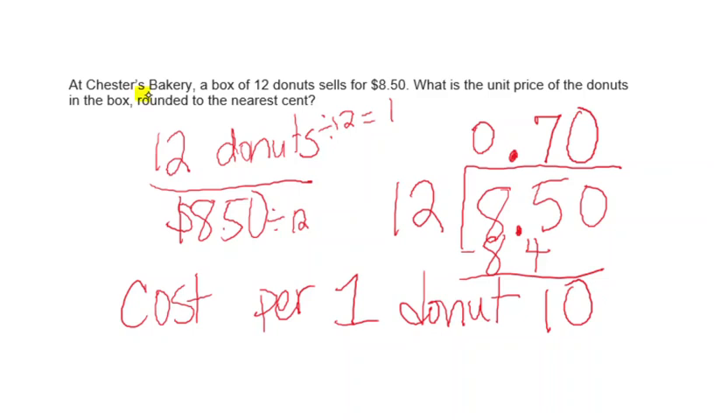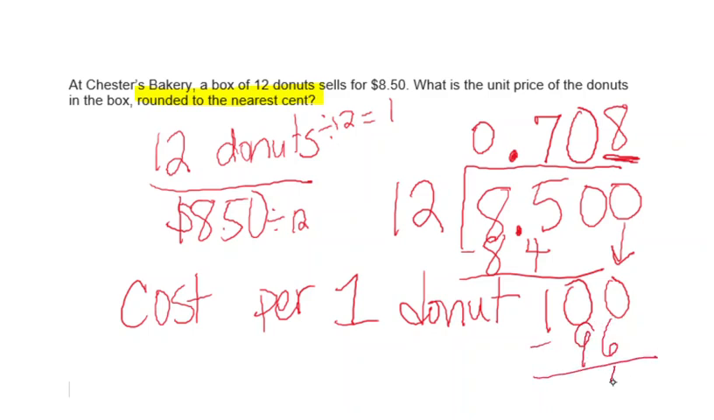They did say to round to the nearest cent. So to round, I need to go to one more decimal place so that I know whether the 0 stays a 0 or will round up to 1. So I'm going to put another 0 and bring it down. 12 goes into 100 8 times, because 12 times 8 is 96. I get 4. I can stop now because 8 tells me what to do to round to the nearest hundredth place, to round to the nearest cent.